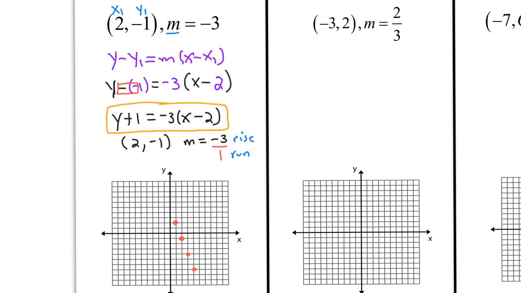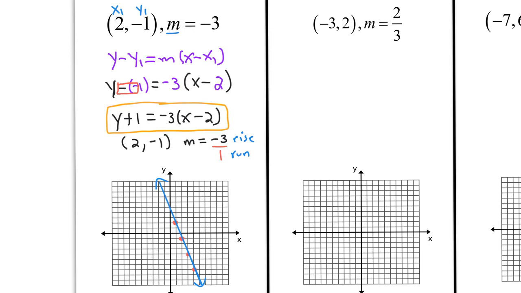How many points do you need? Well, at least you need 2 points to make a line. But if you have 3, 4, 5, 6, that's going to be more accurate. Now this just depends on your teacher. Just make sure you know how many points your teacher wants. For me, 2 is sufficient. I made 4 so you guys can actually see the points. So I'm just going to draw my line. And you guys see that line right there. It has a slope of negative 3 and it goes through the point 2, negative 1.